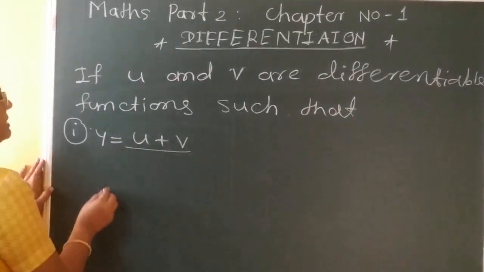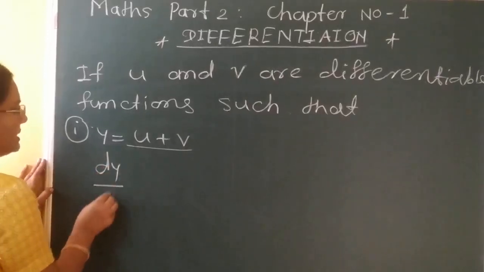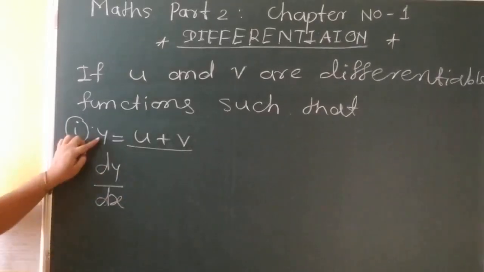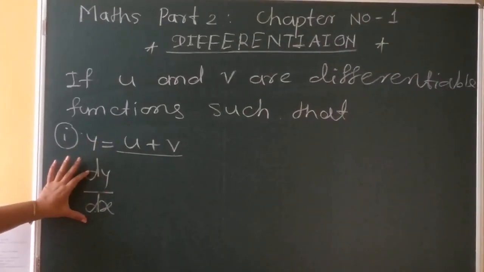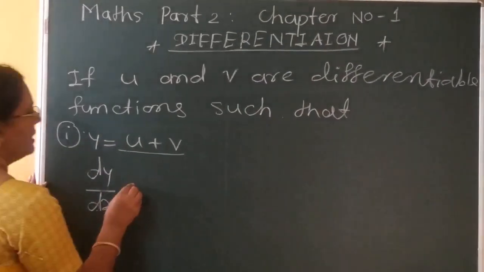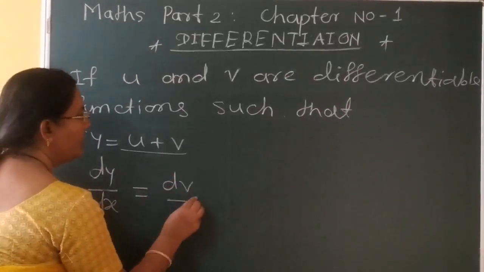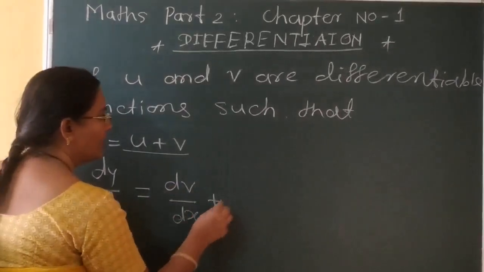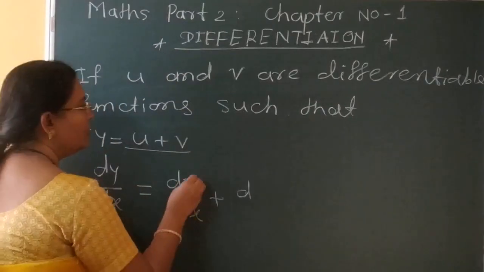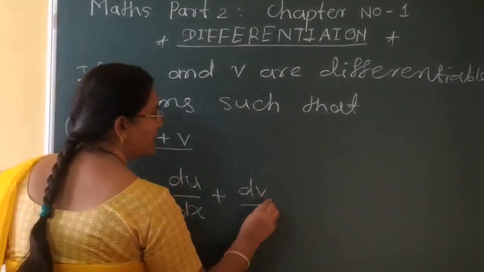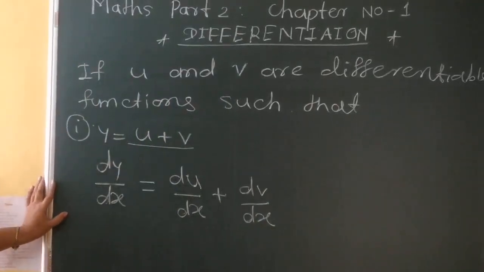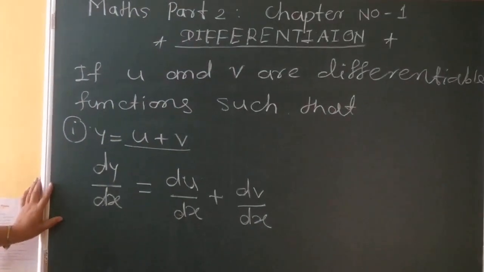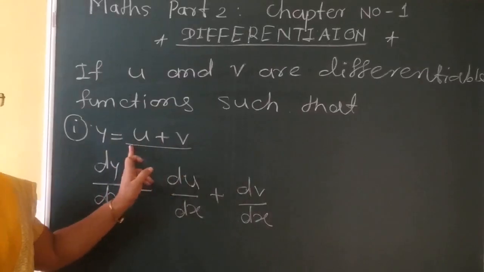Then what is the rule for this? That is dy by dx, meaning the variable is y and the differentiation of y is dy by dx. Then the rule is du upon dx plus dv upon dx. This is the first rule of differentiation, for the addition of two variables.